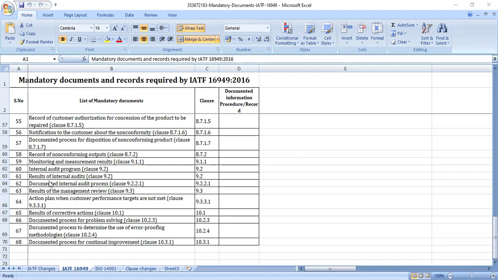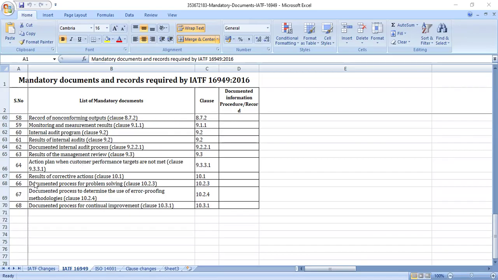61. Results of internal audits. Subclause 9.2. 62. Documented internal audit process. Subclause 9.2.2.1. 63. Results of the management review. Clause 9.3. 64. Action plan when customer performance targets are not met. Clause 9.3.3.1.